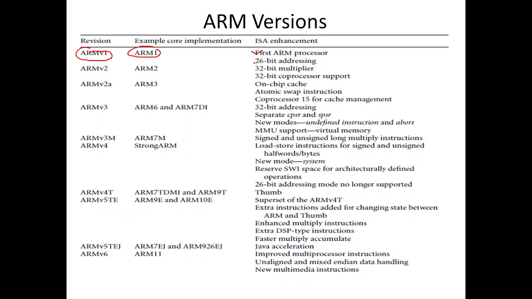It has 26-bit addressing. People were facing problems, so they came up with version 2. In that, a 32-bit multiplier and 32-bit coprocessor support are available. On-chip cache memory and an atomic swap instruction are available. Only a 32-bit coprocessor. Then they came up with a second version, very close to the second version, that is ARM v2a.